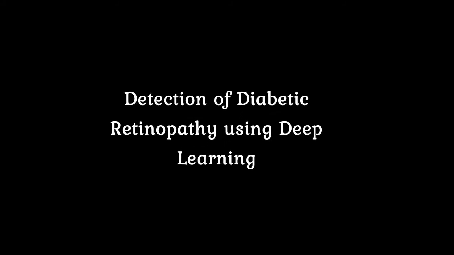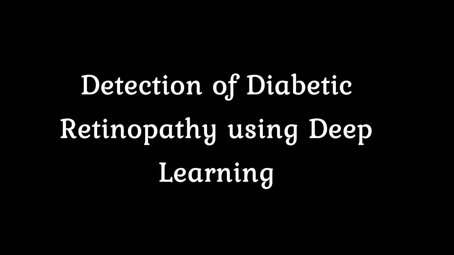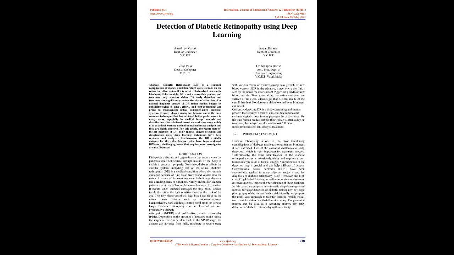Detection of diabetic retinopathy using deep learning. Diabetic retinopathy, DR, is a common complication of diabetes mellitus, which causes lesions on the retina that affect vision. If it is not detected early, it can lead to blindness. Unfortunately, DR is not a reversible process, and treatment only sustains vision. DR early detection and treatment can significantly reduce the risk of vision loss.